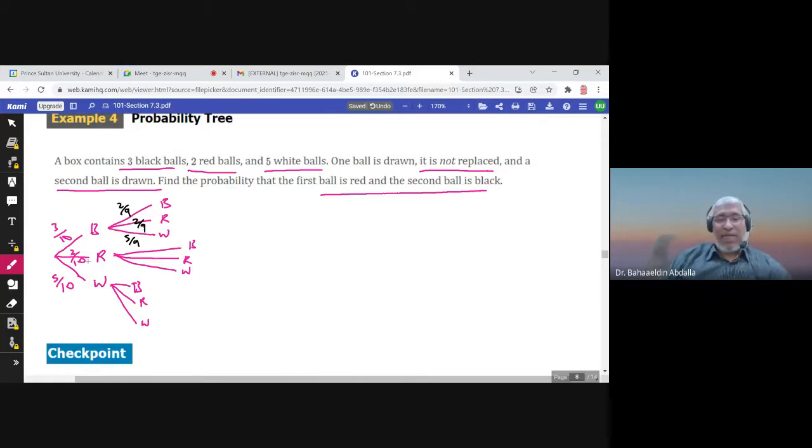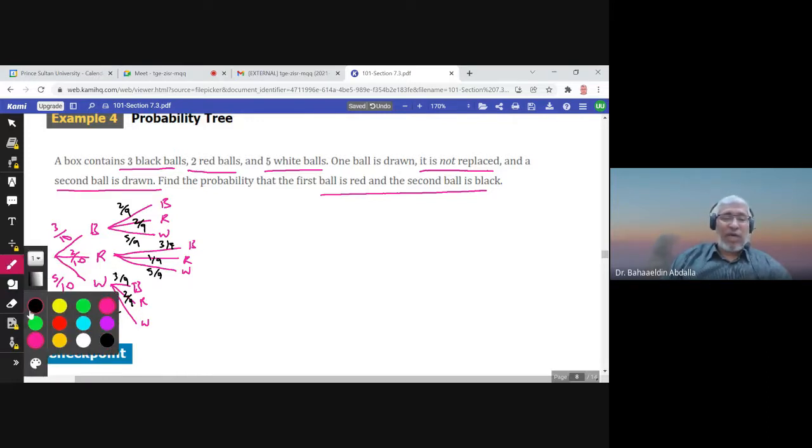Here, red is selected, so one red has gone. So I have 1 over 9 probability of red, but black would be 3 over 9. Sorry, it's not 10, it's 9 because we still have only 9 balls. And here, white, how many whites are there? 5 over 9. Well, here I selected one white in the first, so the number of white balls would be 4, but the number of red as it is and the black as it is. So this is the tree diagram.